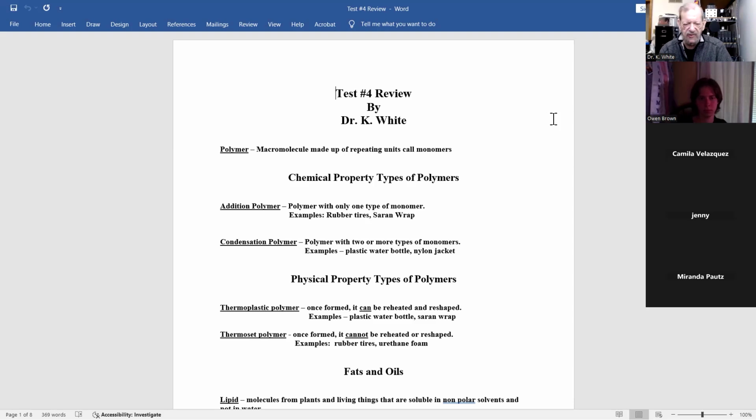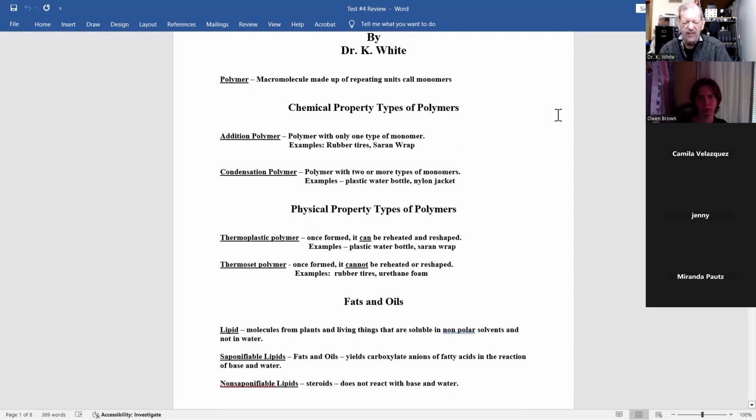Now, you should know there are 2 ways of distinguishing types of polymers. One is by a chemical property, the other is a physical property. And you should know that under a chemical property, we have an addition polymer. And you should know what is an addition polymer. That's a polymer with only one type of monomer. Examples of that are rubber car tires or bicycle tires. And another one would be saran wrap, kitchen plastic wrap.